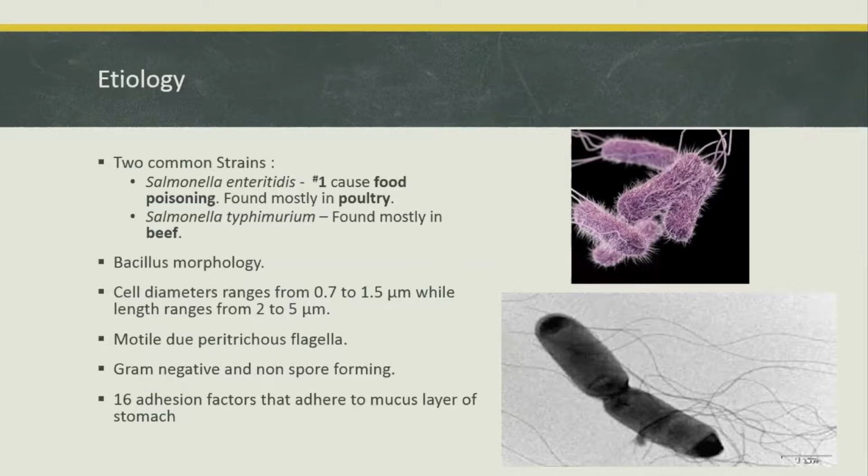The black and white picture is actually a picture of salmonella under a microscope. It is gram-negative and non-spore forming. Another unique structure to salmonella is it has 16 adhesion factors to attach to the mucus lining on the stomach as it makes its way to the intestines.